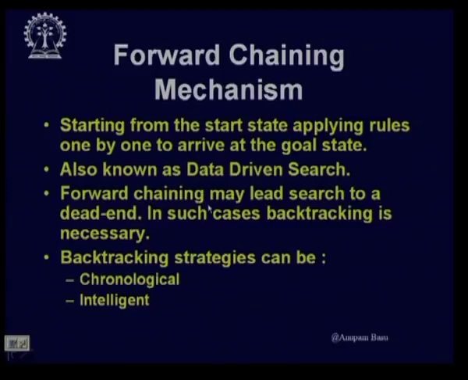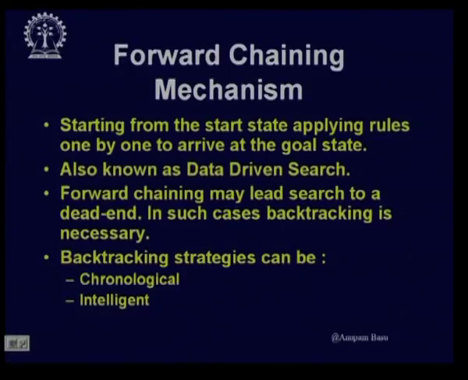Now, forward chaining may lead search to a dead end. We may reach a dead end because we might have arrived at a particular set of facts which does not lead us to any further exploration of the rule space. In such cases we need to do backtracking. Backtracking can be chronological or intelligent. Let me explain this again.